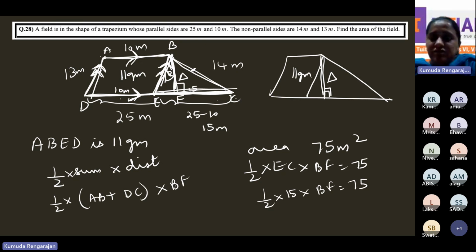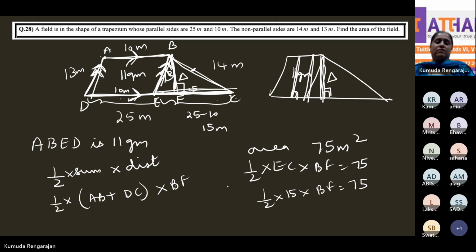See here, this distance, you keep moving it like this. That's the distance between the parallel sides. So you can substitute the values in this and find the area of the trapezium.